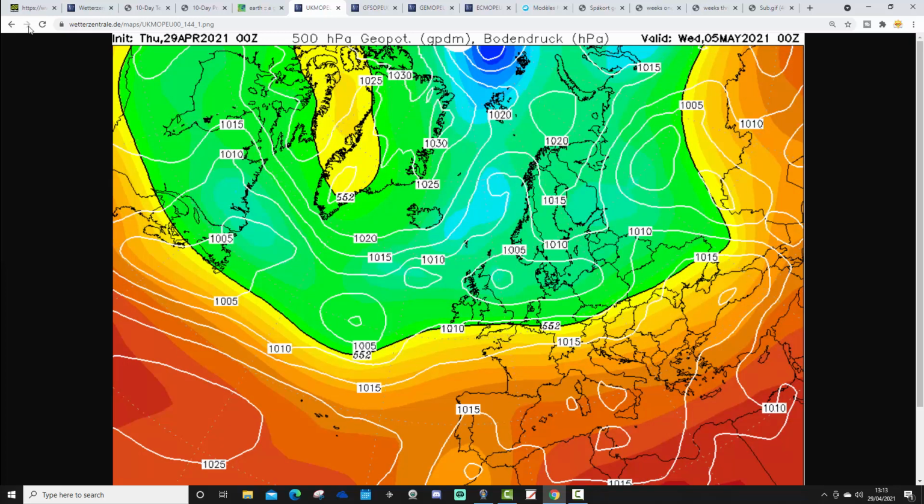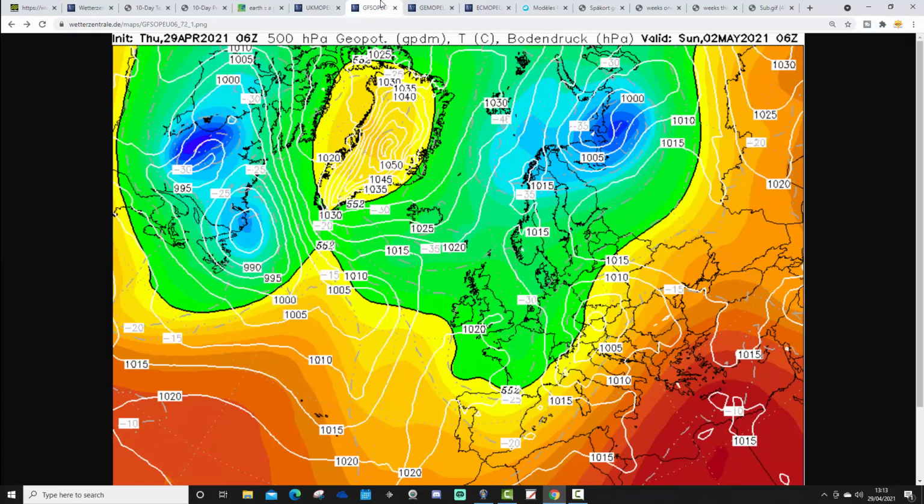And we keep it really quite unsettled as we run up towards 144 hours, which is as far as we get with UK Met, to midnight on Wednesday the 5th of May. Just looking very unsettled, low pressure in off the Atlantic, bringing spells of rain.